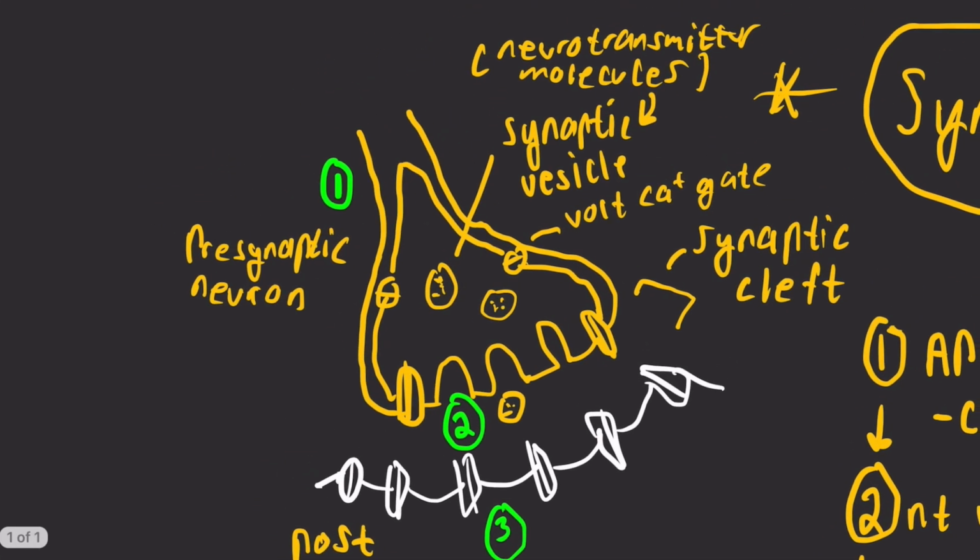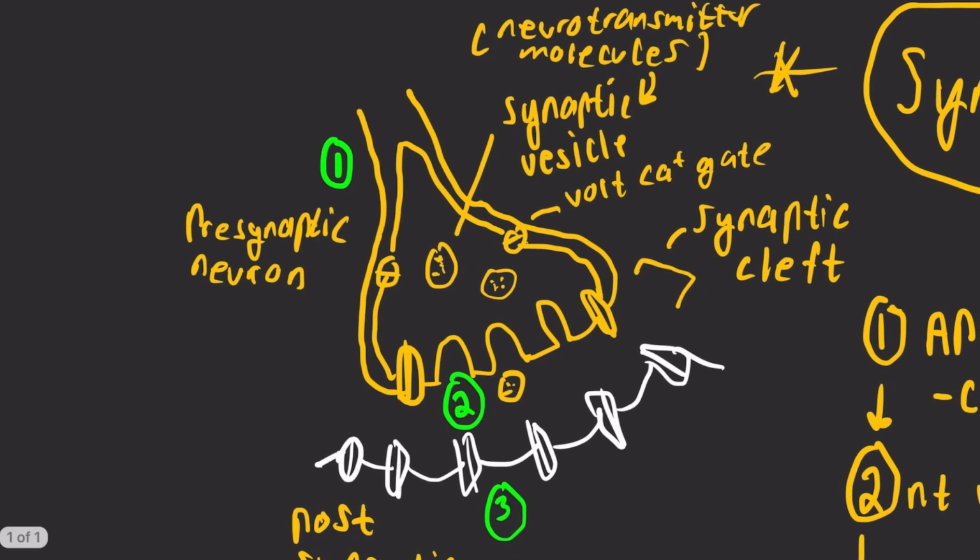Hello class. So today we will be talking about the synaptic transmission which occurs at the neuronal junction. So let's look at some basic anatomy of the axon terminal and the synaptic end bulb.